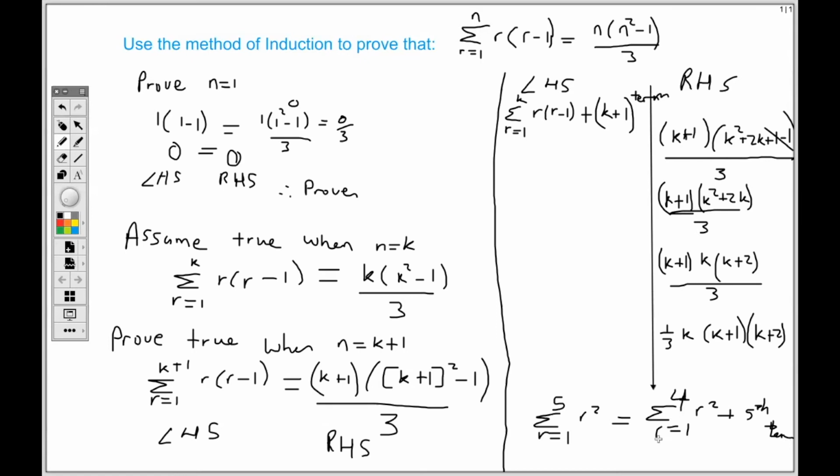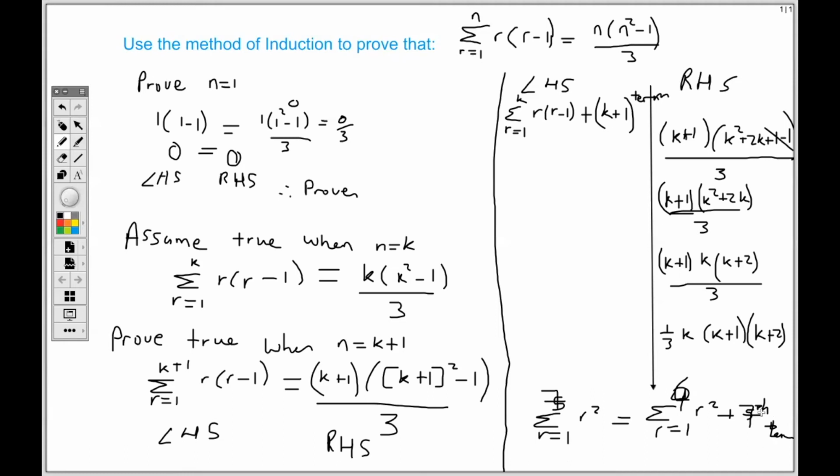So this represents the same thing, even though I've split it, it doesn't look the same. So if I change the upper limit from 5 to 7, then it means I can split this from r equals 1 to 6 plus my 7th term. So splitting this, it's still saying summation from 1 to k.